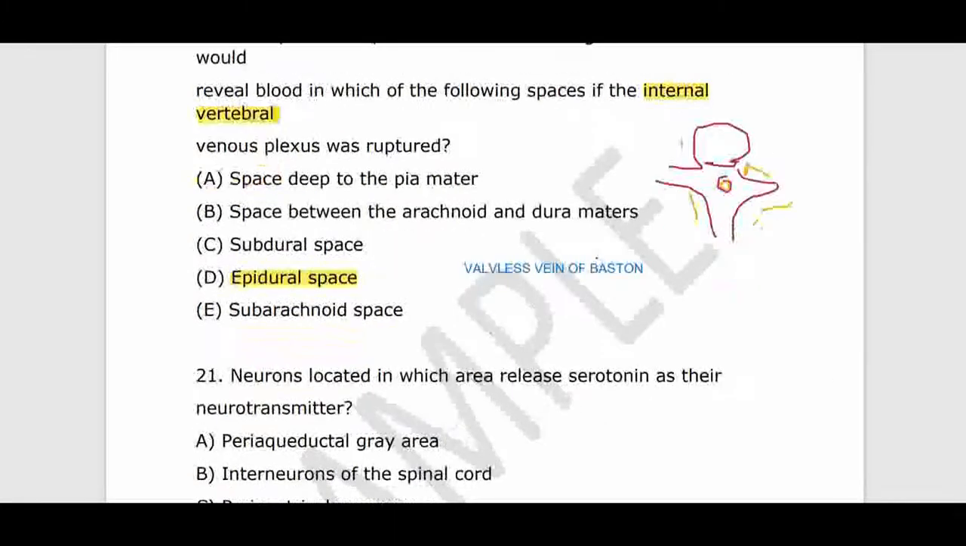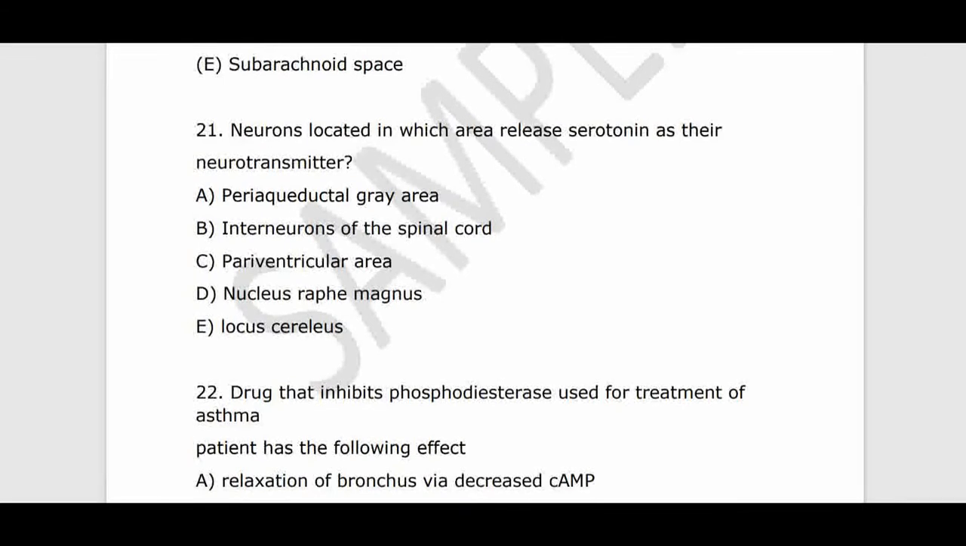Question number 21. Neurons located in which area release serotonin as the neurotransmitter? Okay, so this should be quick. Periaqueductal gray matter will release enkephalins, that is your opioids, the naturally occurring opioids. Interneurons of the spinal cord can release enkephalins. I think some actually release acetylcholine too: enkephalin to moderate pain, acetylcholine for excitation, and any other. They can release a lot of neurotransmitters.